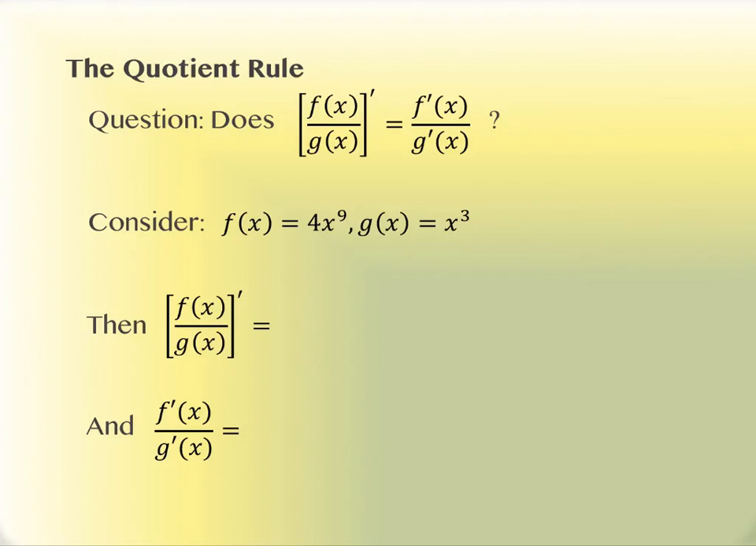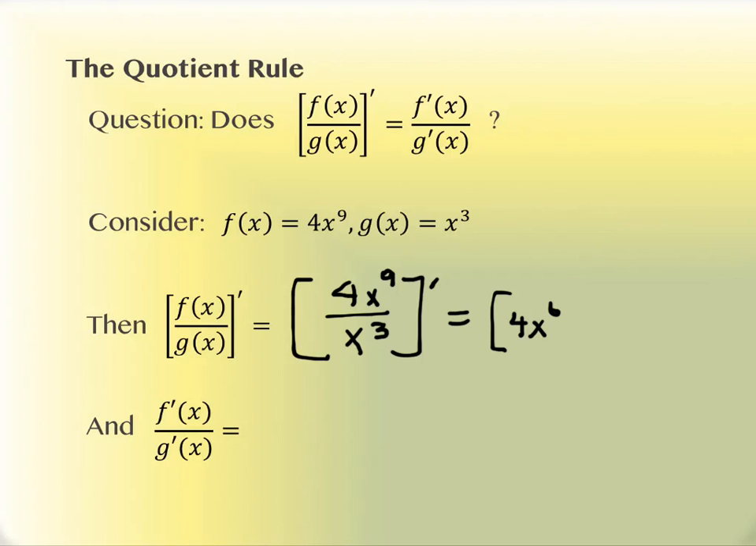So we're going to explore that option with a very similar function to what we had before, except we're going to do a quotient with them instead of a product. So the first thing I'm going to do is, like I did before, write f of x, 4x to the 9th, over g of x, x cubed. And we're actually going to simplify that first and then take the derivative. So if I simplify this first, what do I get? 4x to the 6th. Perfect, 4x to the 6th.